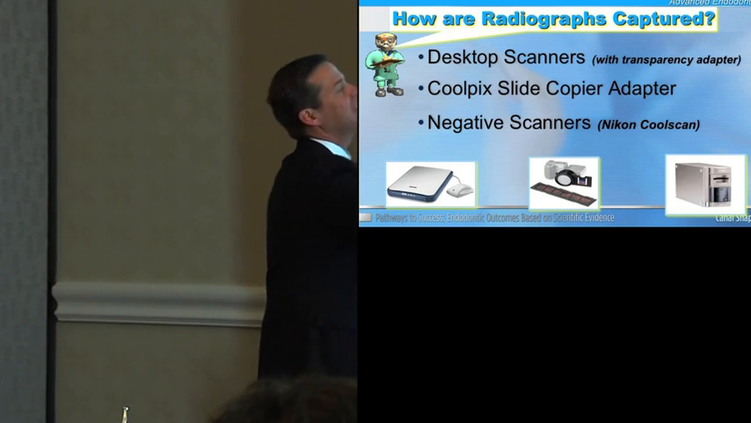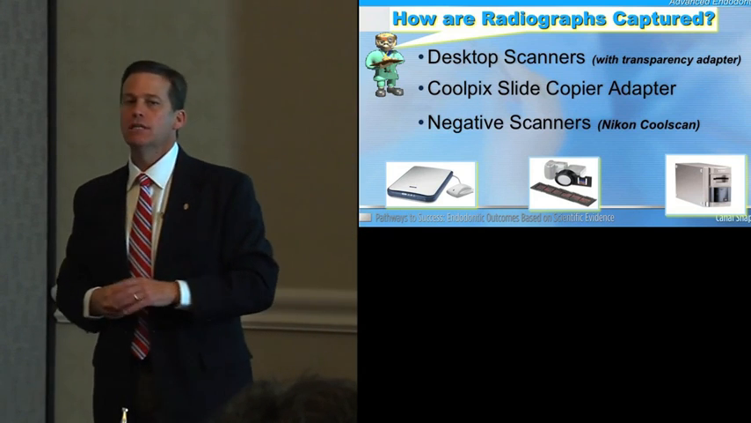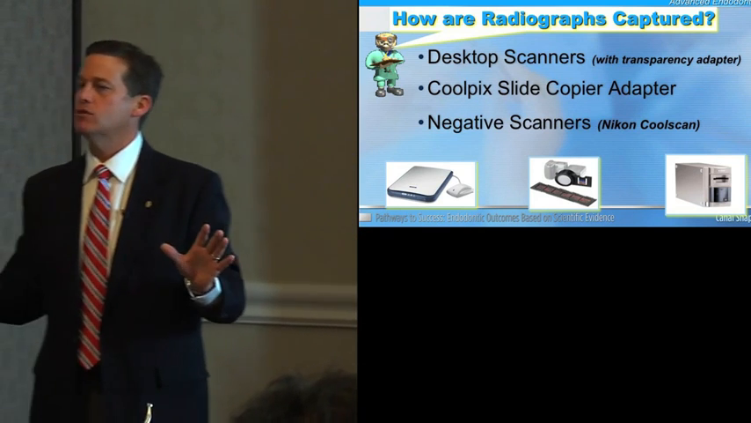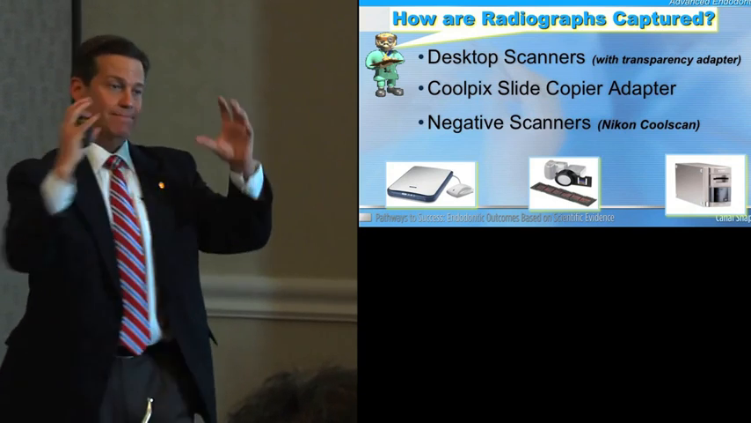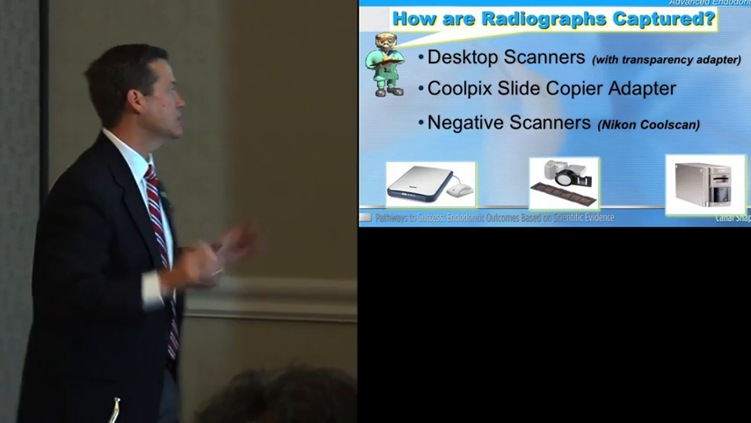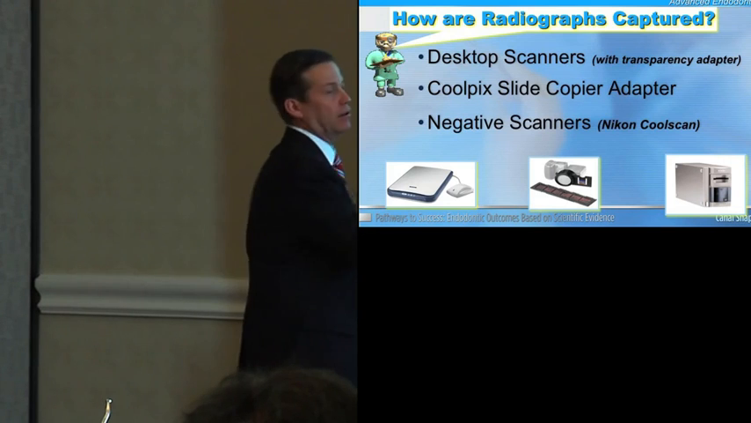Digital radiography is nothing more than binary numbers. Digital radiography is zeros and ones, just like everything else on your computer. All you need to do is make it digital. How do you do it? Real simple. This is a flatbed scanner.